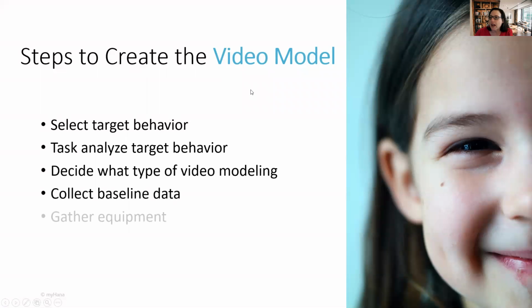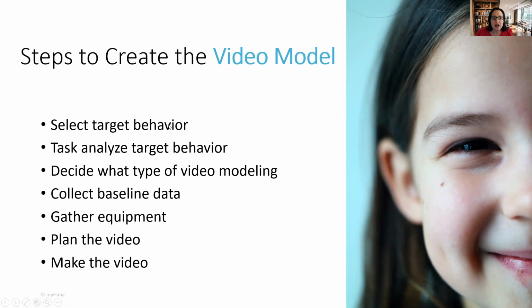So steps to create a video model: you select your target behavior, you task analyze it, decide what type of video monitoring you want to use, collect your baseline data, get your equipment, plan the video, and make it. So you have to choose what the skill or appropriate behavior is that you want to teach. Make sure it's clear, and then you can measure it.